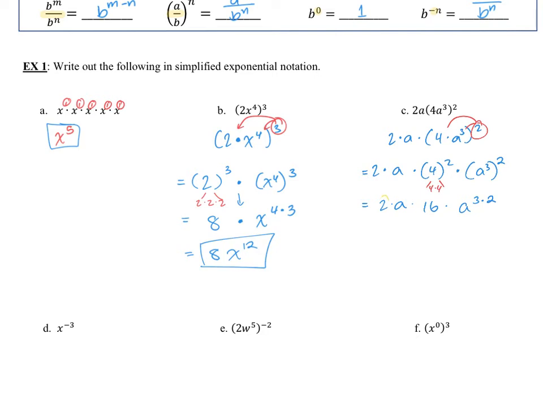Then we can go ahead and multiply the 2 and the 16 since they are like terms, and also multiply out the 3 times 2. So we have 32a times a to the 6. Now we might be tempted to say we're done, but notice there are 2 base a's here. So we can go ahead and use the first rule to keep the base and add the exponents. So we'll get 32a to the... well, what's the exponent on this guy? Remember, if you don't see the exponent, it's going to be a 1. So that'll be 1 plus 6, a to the 7th.